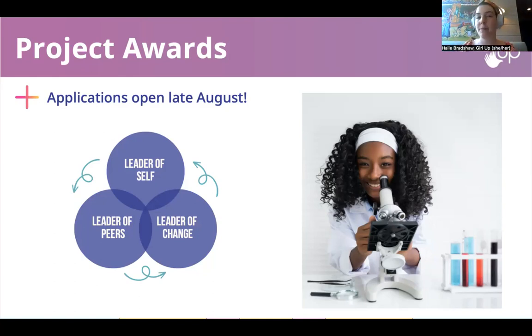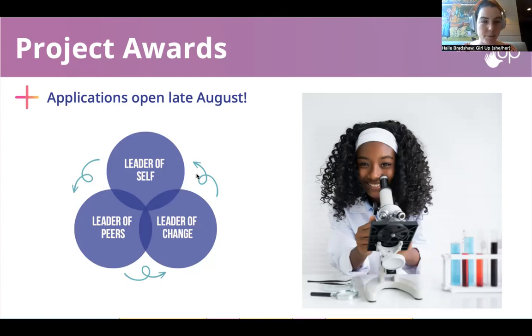So when it comes to STEM, am I showing girls how careers are possible in this area? Or am I showing girls how teams look in this environment and how they might work together more effectively? And then leader of peers, how are you looping in your club or your community, your friends? So keep that model in mind as you think about the project award. And we can go to the next slide.